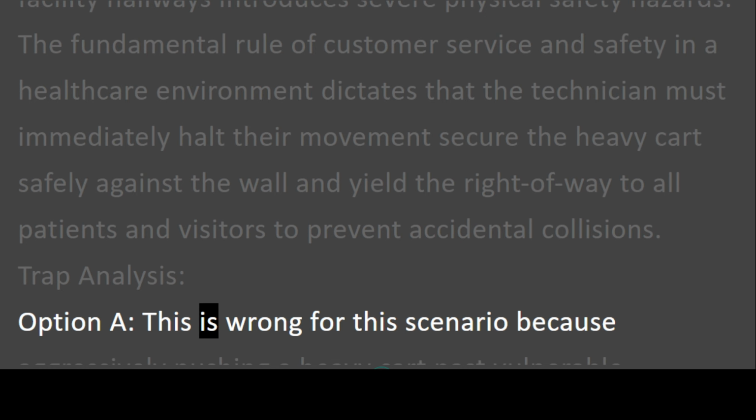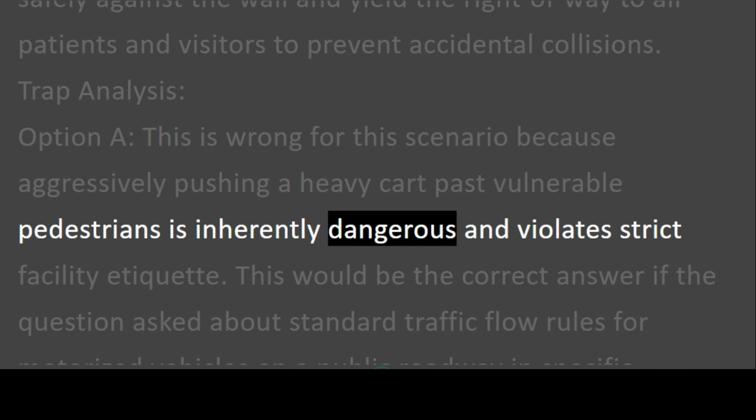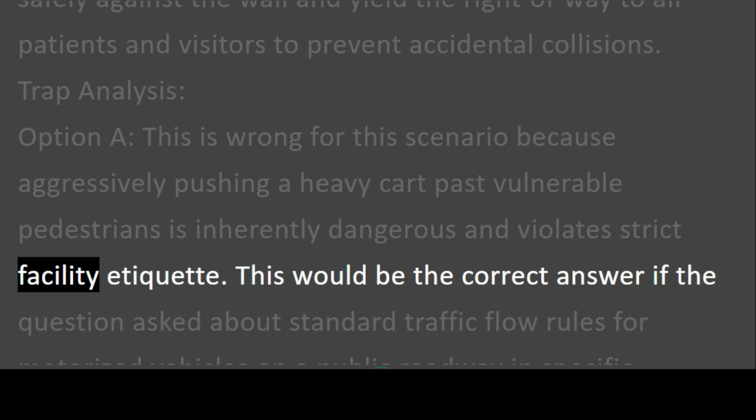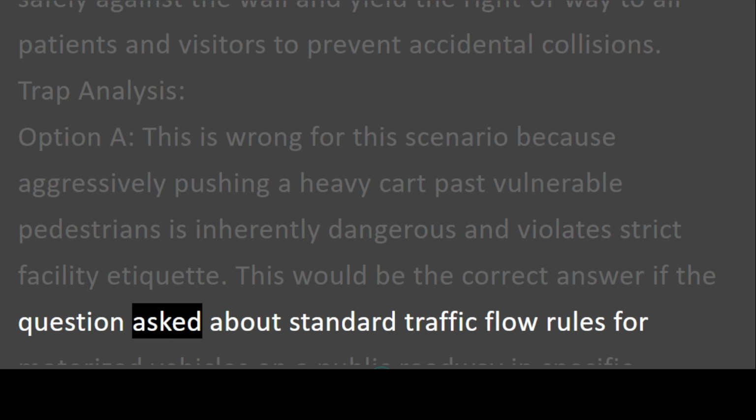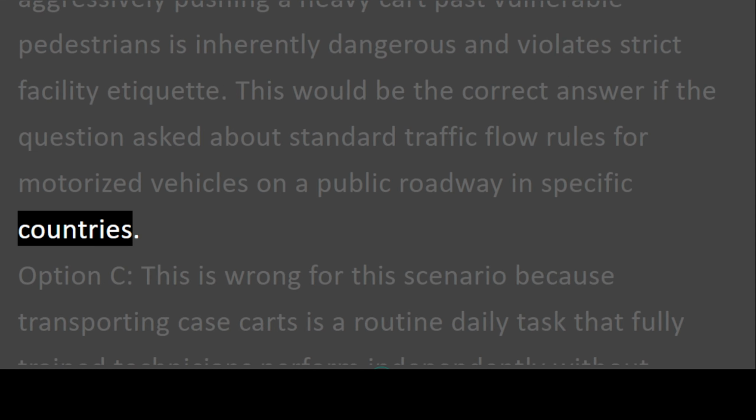Option A. This is wrong for this scenario because aggressively pushing a heavy cart past vulnerable pedestrians is inherently dangerous and violates strict facility etiquette. This would be the correct answer if the question asked about standard traffic flow rules for motorized vehicles on a public roadway in specific countries.